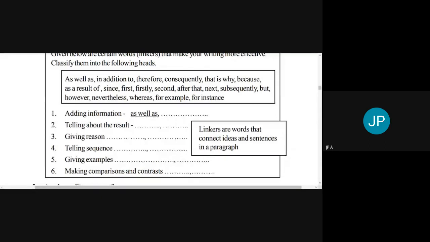For example, the first purpose is adding information. One example given is "as well as". So that is one type of linker. Another type of linker is telling about the result. Another linker has the purpose of giving reason. The fourth type of linker is telling the sequence.